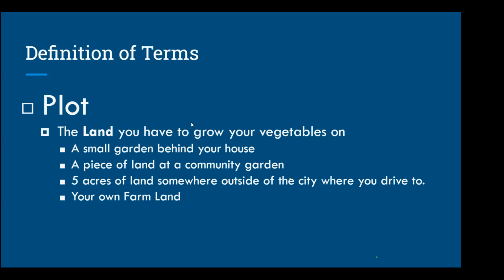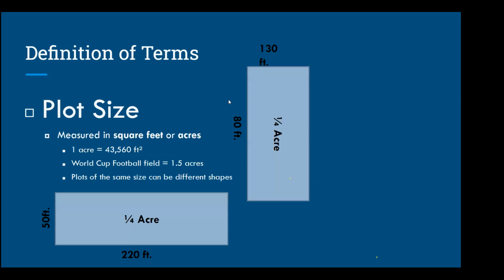And then definition of terms. So plot is the land you have to grow your vegetables on. This could be a small garden behind your house, a piece of land at a community garden, 5 acres of land somewhere outside of the city where you drive to, your own farmland, your plot at Big River Farms.